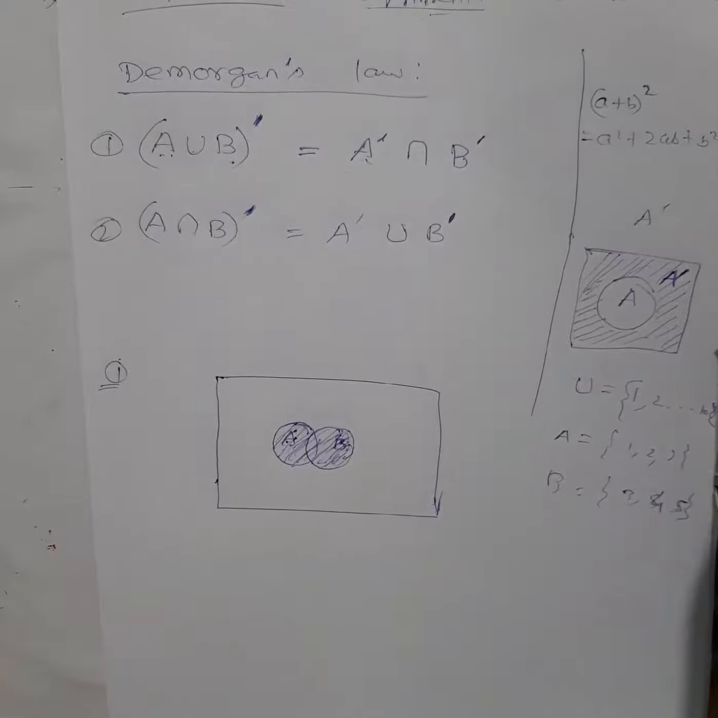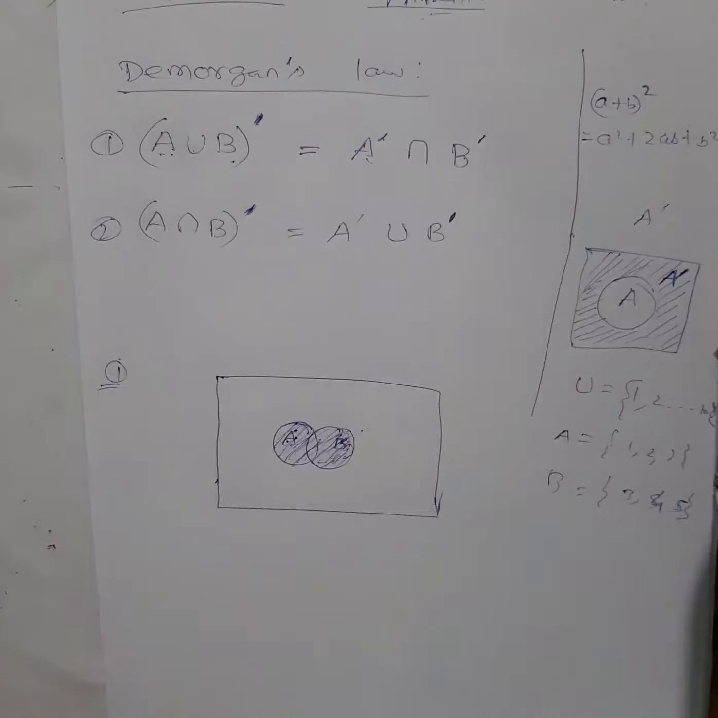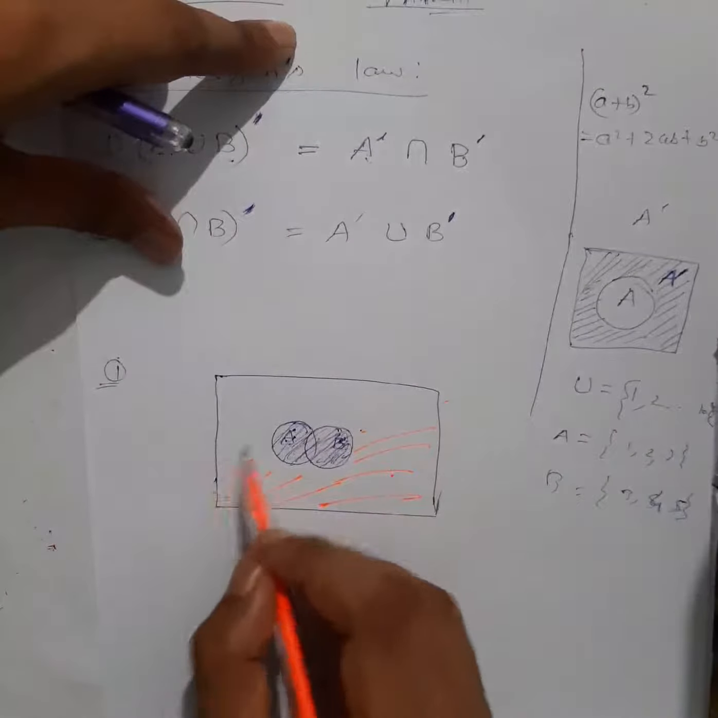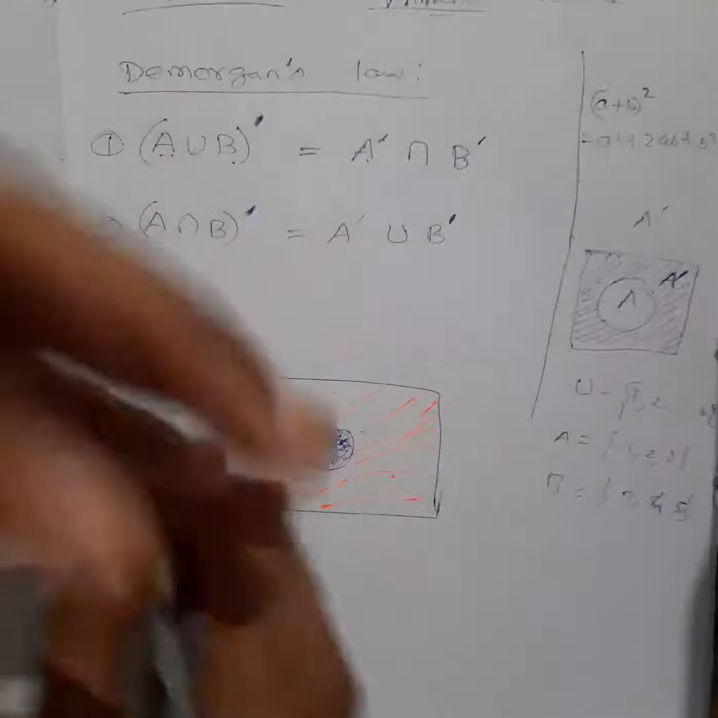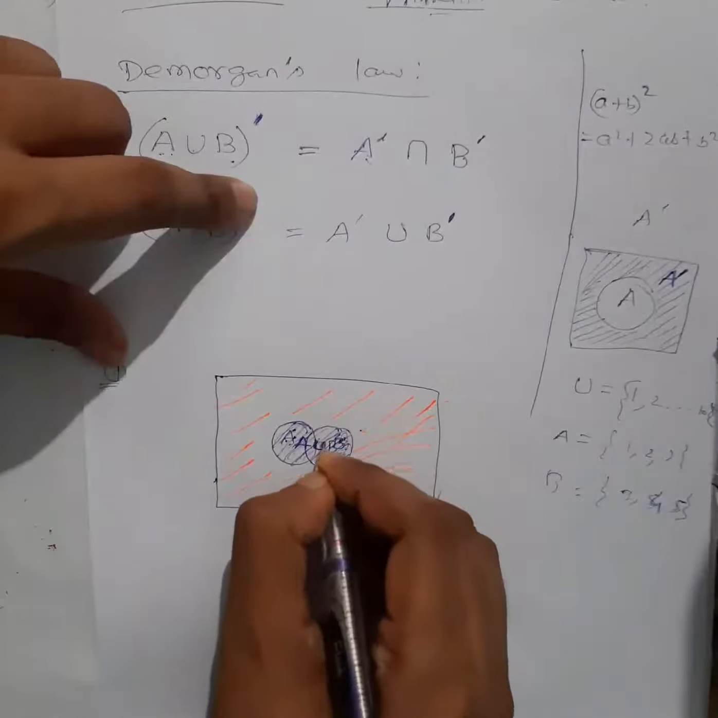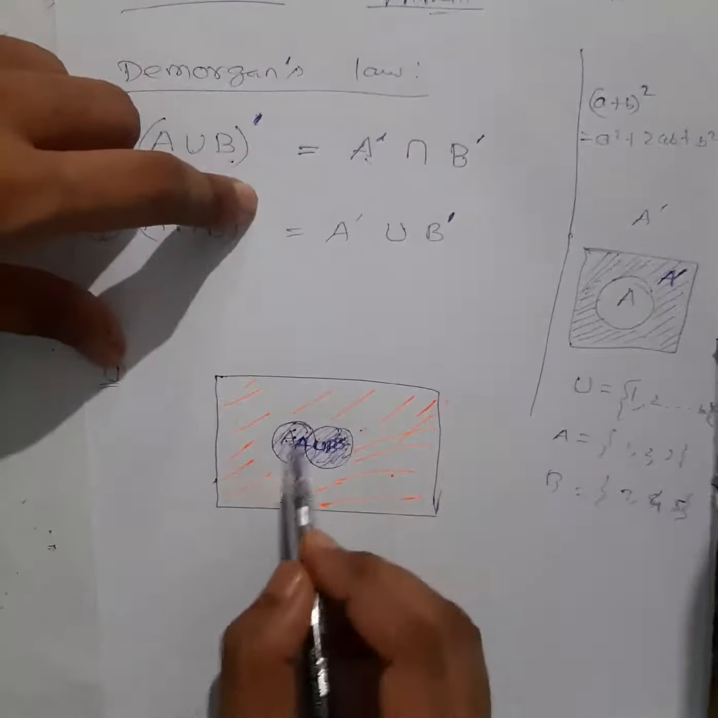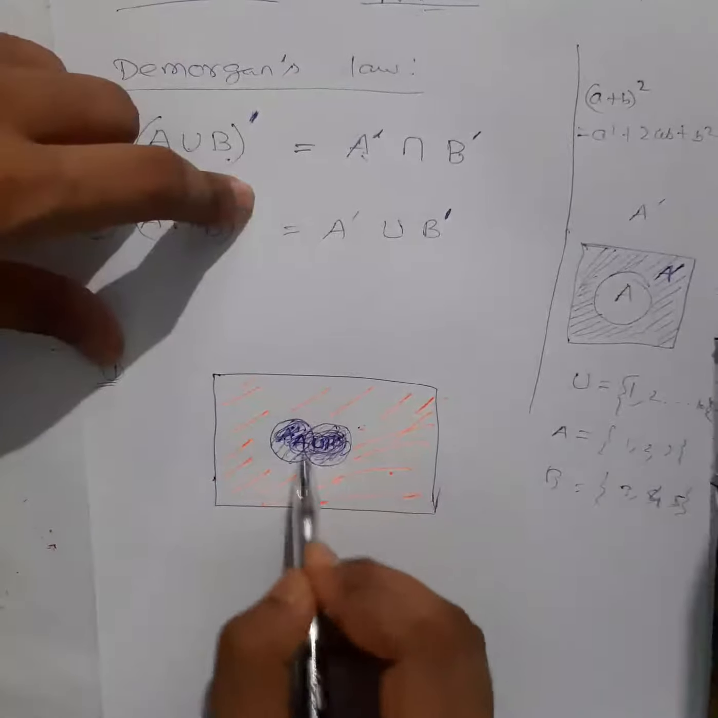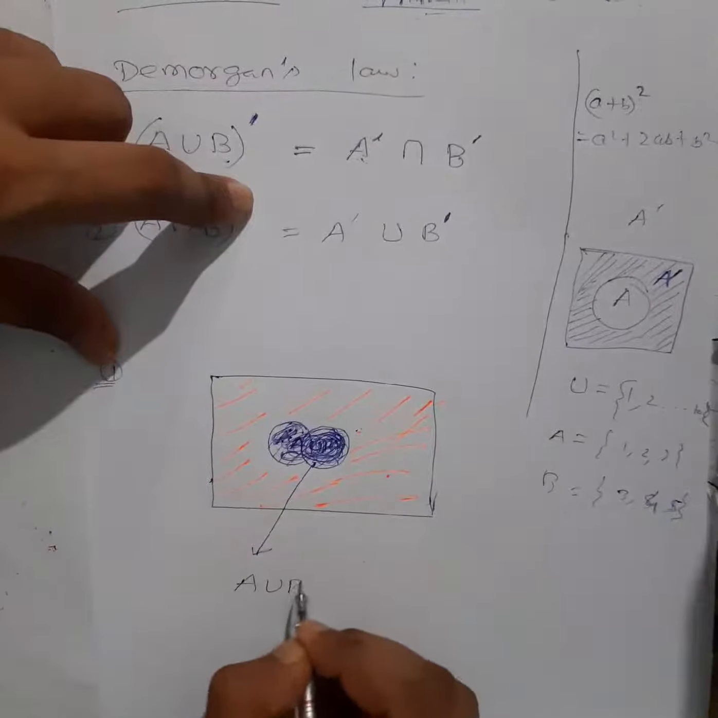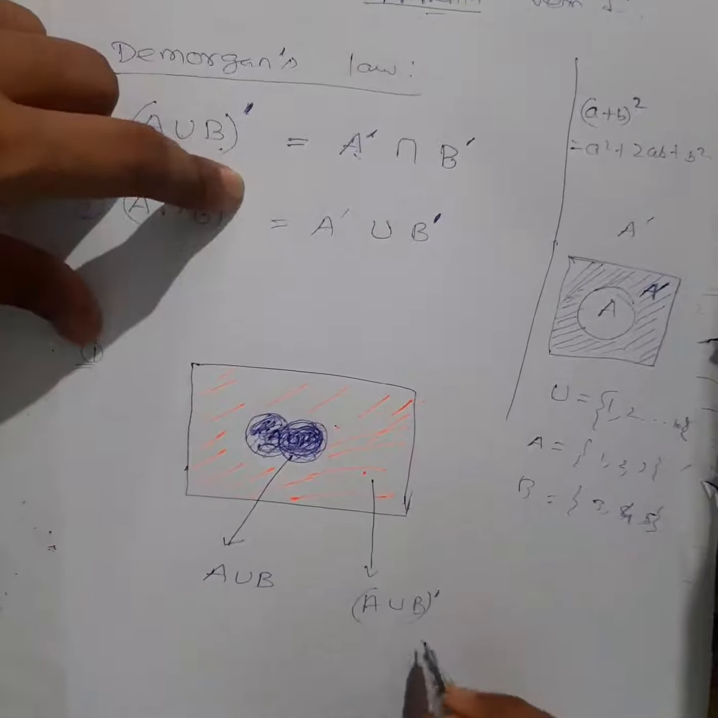Now (A union B) complement will be which portion? Obviously the one which is not there in A union B. So let me shade it with a different color. Let me write down A union B here. I think you can't see this well, anyway, just try to understand. This shaded region, let me shade properly and write down here. This is your A union B, and this is your (A union B) whole complement.